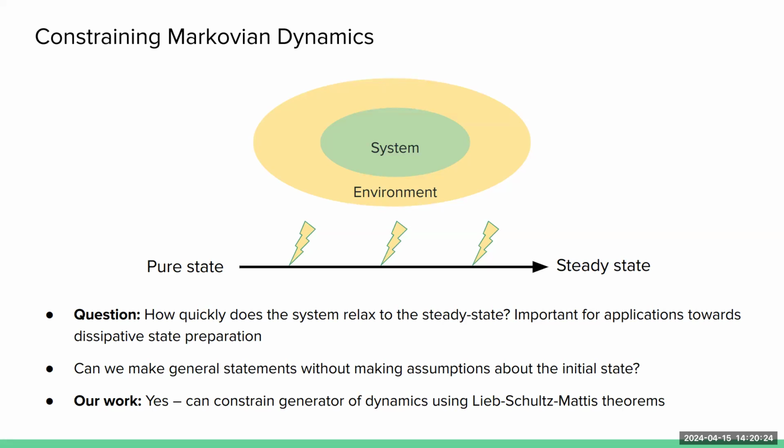So the question is whether you can make general statements about this kind of process. And what I'll try to show briefly is that we can, again, appealing to this notion of symmetry. I'll show that we can write down certain so-called Lieb-Schultz-Mattis type constraints, which allow us to constrain the spectrum of the generator of these dynamics.